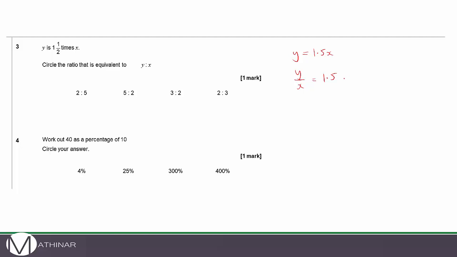Now 1.5 as a top-heavy fraction, an improper fraction, is 3 over 2. So what we have is y divided by x is the same as 3 divided by 2. Now the question is, what's the ratio of y to x? Well, if y divided by x is the same as 3 divided by 2, then the ratio of y to x is 3 to 2, because we've got a y on the top, so we'll have a 3 where the y is, and then divided by x, and here we're divided by 2. So the ratio would be 3 to 2. So this one here.